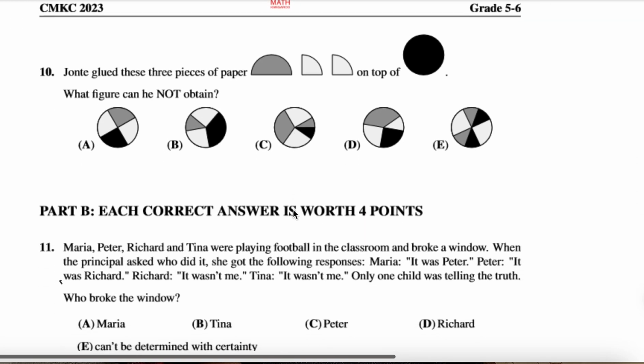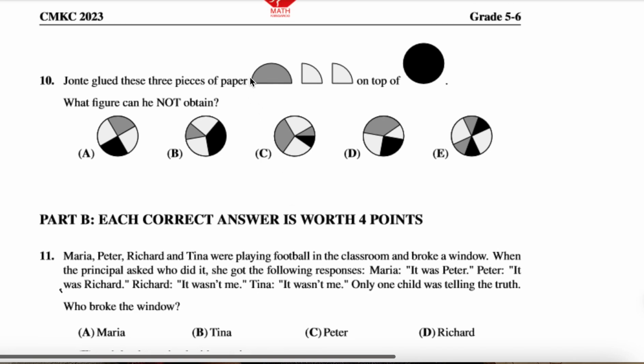Joe glued 3 pieces of paper, a semicircle, a quarter of a circle, a quarter of a circle, and then on top of a circle. Which figure cannot be obtained? So let's take a different approach for this question. I'm just gonna tell you which one's wrong and tell you why. I'm not gonna go through all the answers.